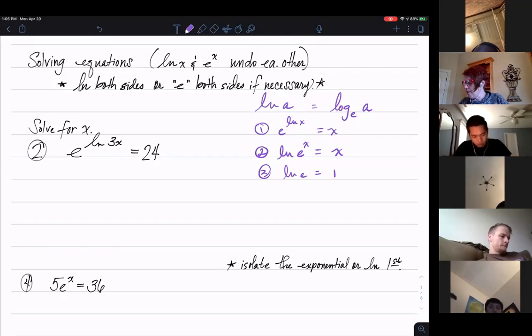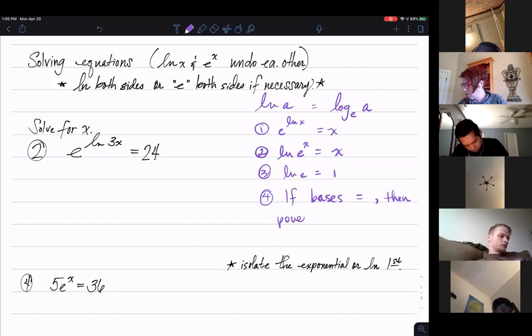Okay. And then the next rule, I don't really have a great way to say this one, so I'm just going to write it the way I say it. If bases are equal, then logically the powers have to be equal. So if you can already see that your bases are equal, then your powers have to be equal. So these are just some things that we would have covered back in Math 110.